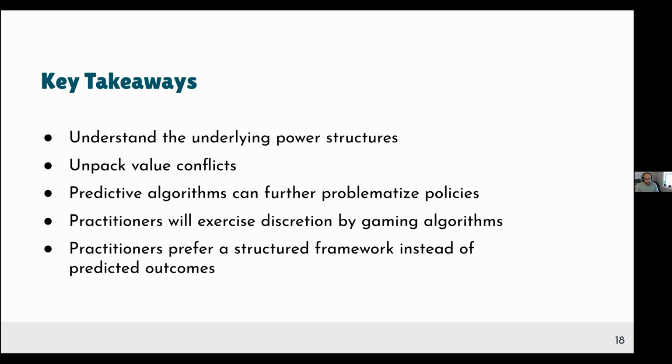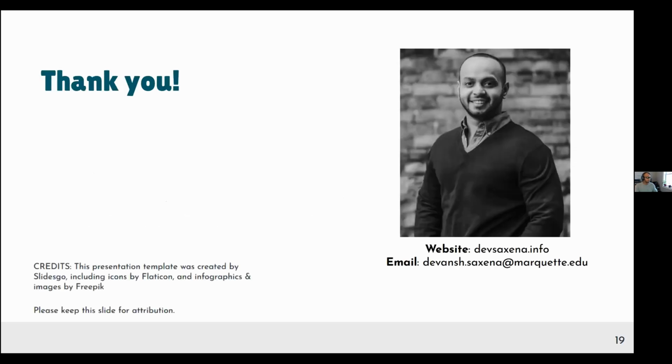If predictive algorithms try to limit the discretionary work on the part of practitioners, they will find ways to bend the algorithm and game it to reclaim that agency. And as depicted by 7EI, practitioners preferred a structured framework to organize information, make decisions, and track outcomes over time instead of predicted outcomes. And that's all I have.